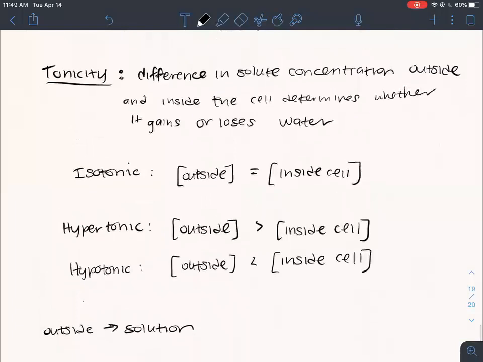So you can talk about whether the animal cell is lysed, turgid, or normal, or whether the plant cell is plasmolyzed, turgid, or flaccid. And that's the main difference.